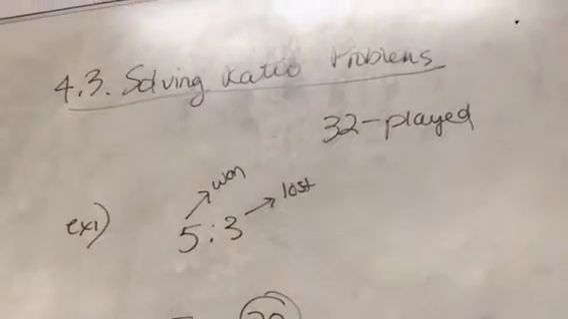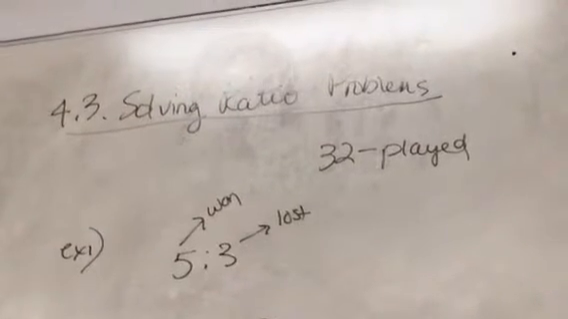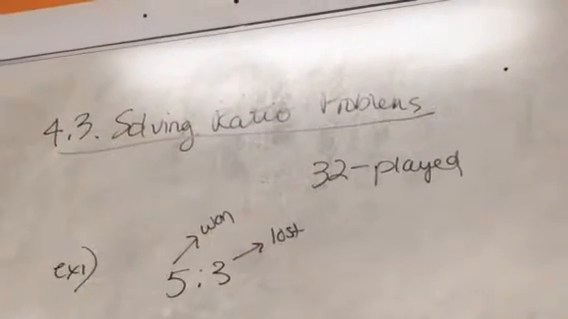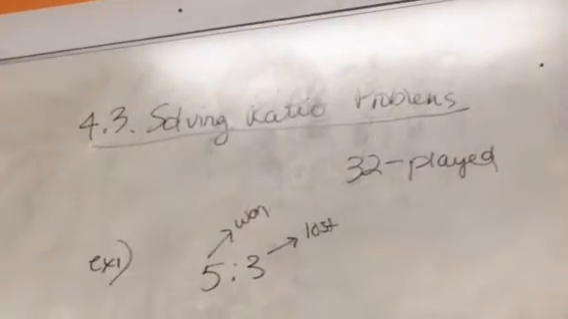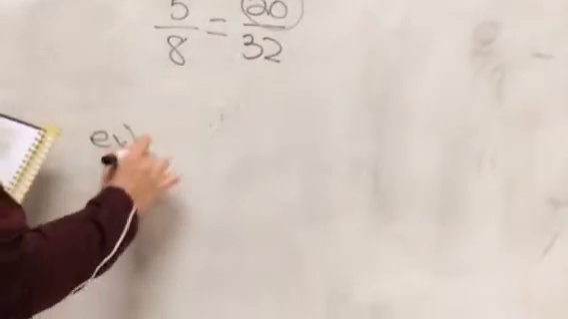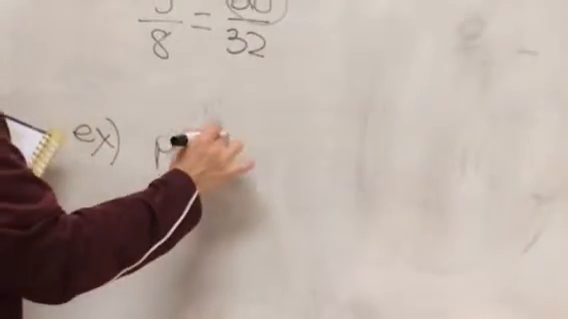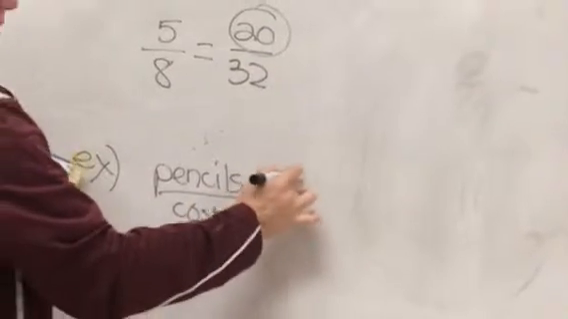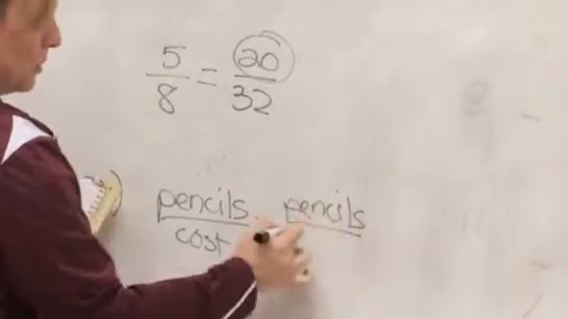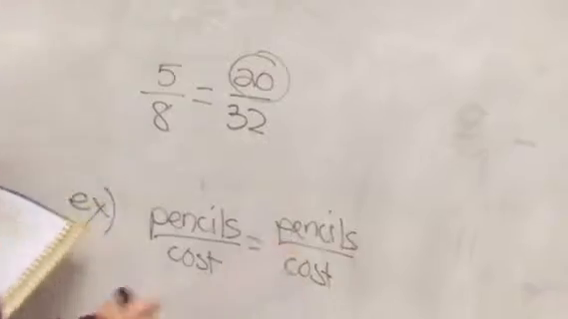Okay, the next question on the next page says, Michael bought 3 pencils for 25 cents. So this is example 2. At that rate, how many pencils could he buy for $1? So we're going to put the pencils that he bought over the cost, and you always keep your proportion, pencils over cost.